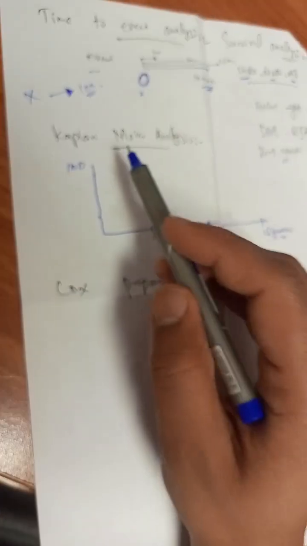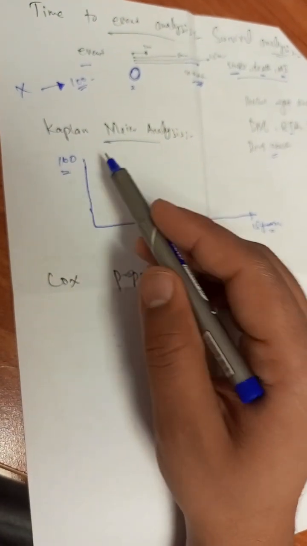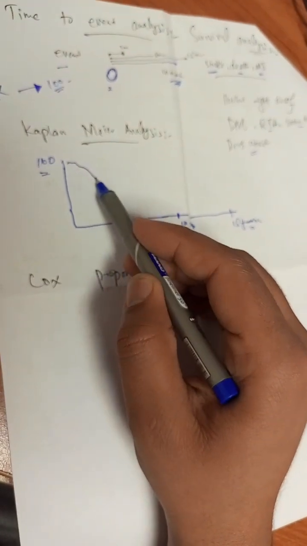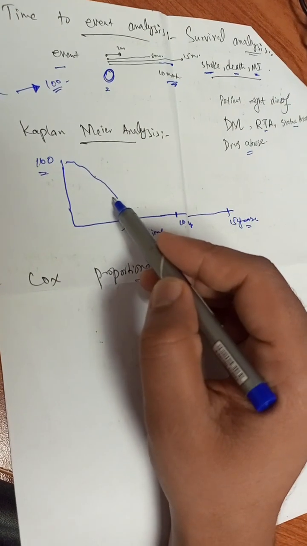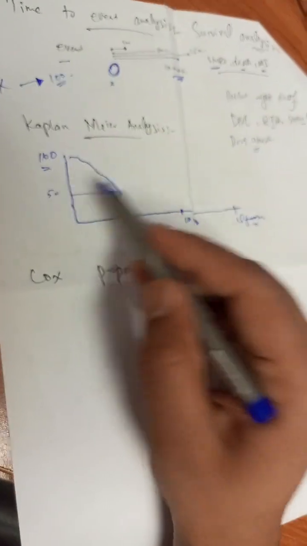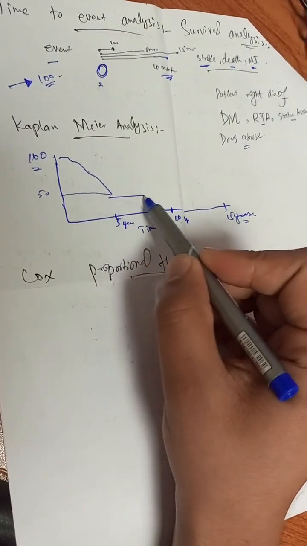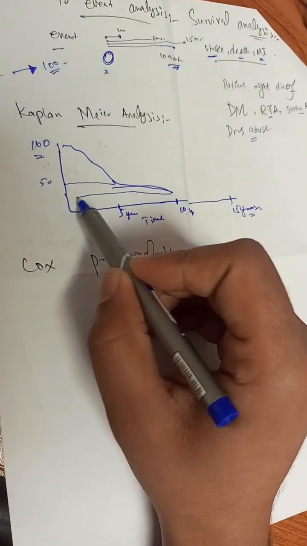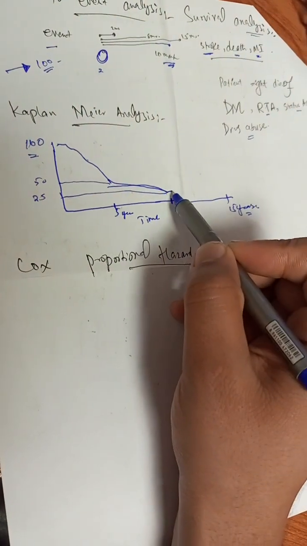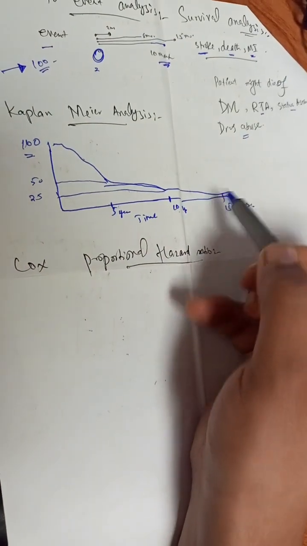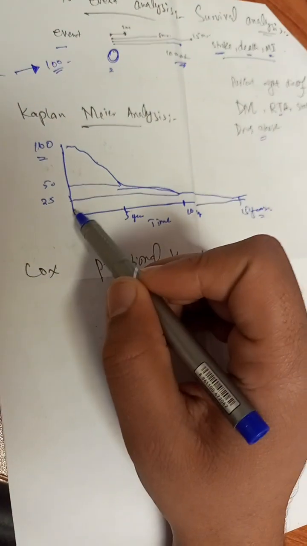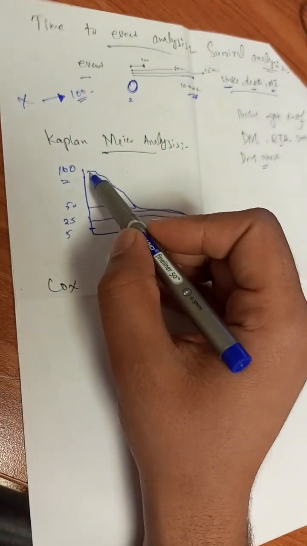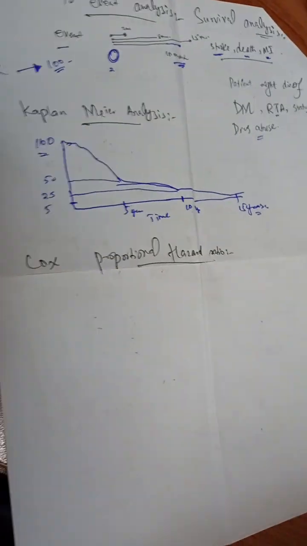So if we take an example of 100 patients who are 50 years old, and we see that after 5 years only 50 patients have remained, and after 10 years only 25 patients have remained. After 15 years, only 5 patients are surviving, right? So this is the Kaplan Meier analysis without intervention.